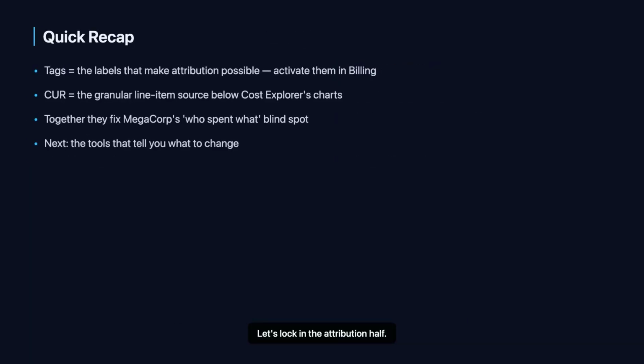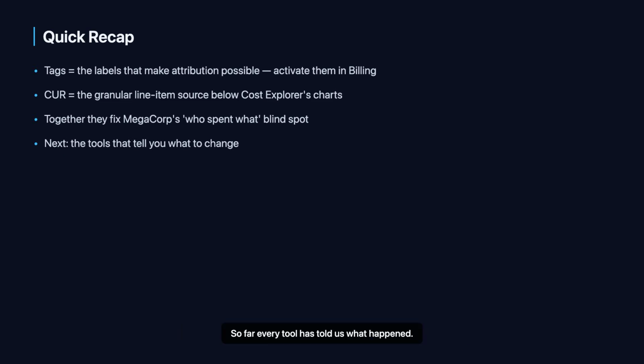Let's lock in the attribution half. Cost allocation tags are the labels that make attribution possible, and you activate them in the billing console. The CUR is the granular line item source sitting below Cost Explorer's charts. Together, those two fix MegaCorp's who spent what blind spot.